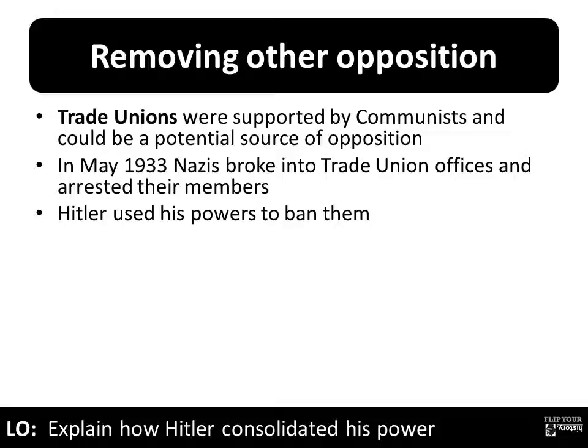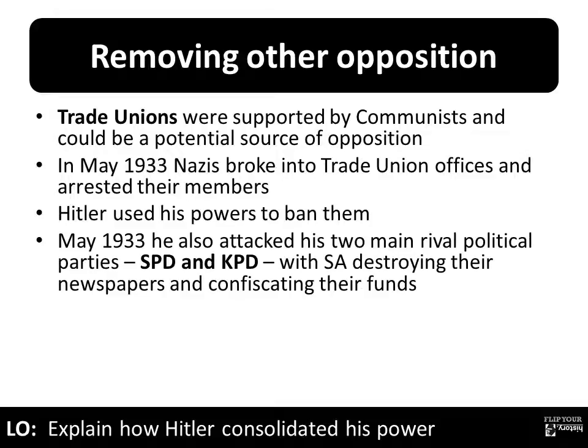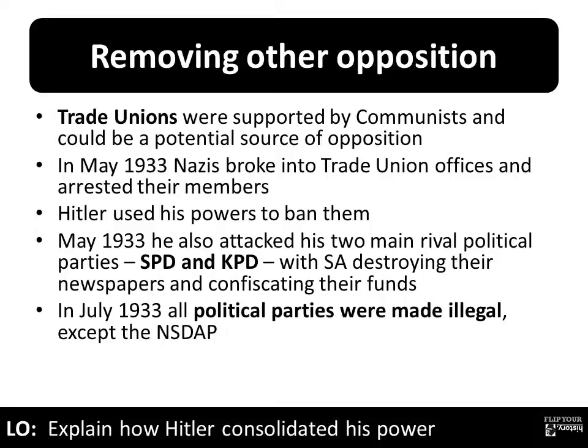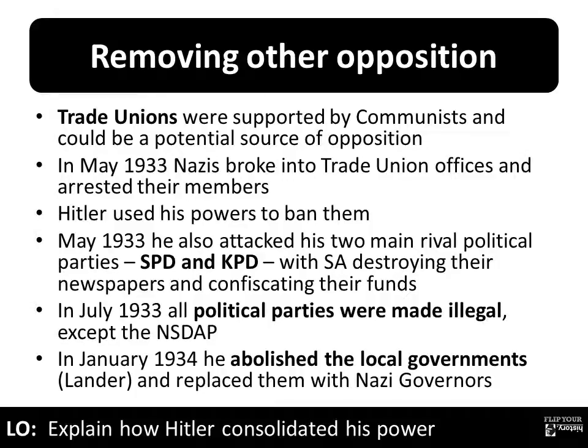Hitler then used his powers to ban trade unions and made strikes illegal so they could no longer oppose him. He then focused on other political parties. In May 1933, he also attacked his two main rival political parties, the Social Democrats and the Communist Party, or the SPD and KPD, with the SA destroying their newspapers and confiscating their funds. In July 1933, all political parties were made illegal except the Nazi Party.